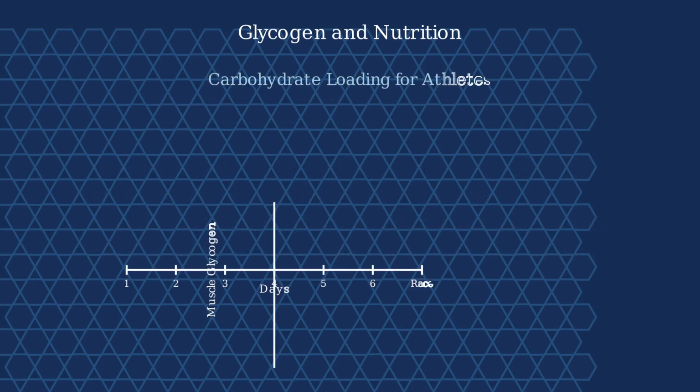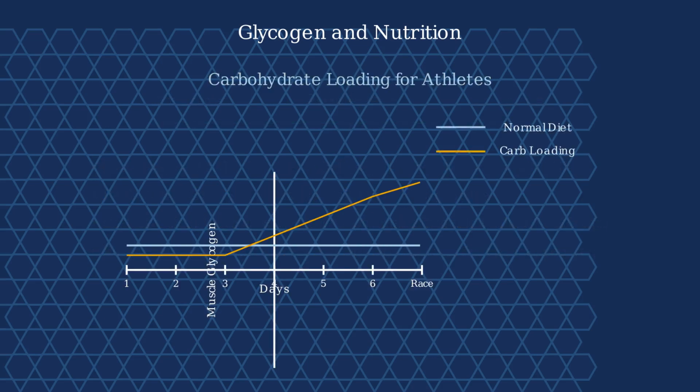Carbohydrate loading is a strategy used by athletes to maximize glycogen stores before competition. The graph shows how muscle glycogen levels change during a typical carb loading protocol. The classic protocol involves a 3-day depletion phase, followed by a 3-day loading phase.